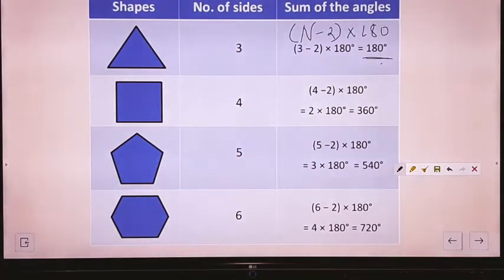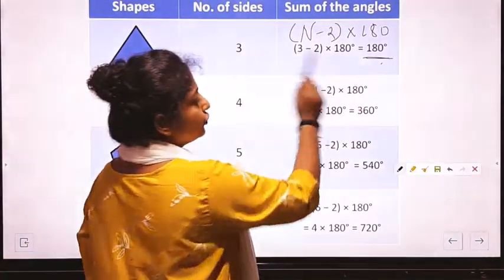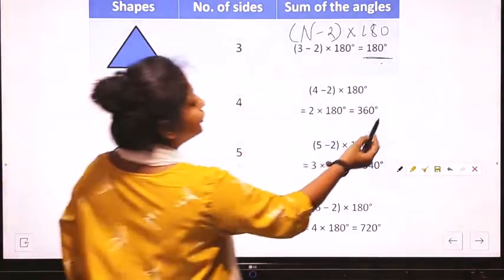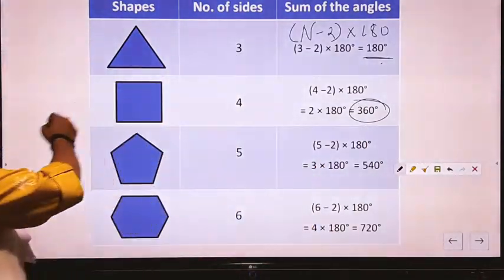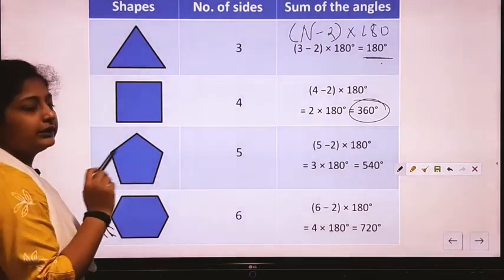Now for the quadrilateral, there are 4 sides. So 4 minus 2 into 180 gives us the value 360. The sum of all the interior angles of a quadrilateral is equal to 360.